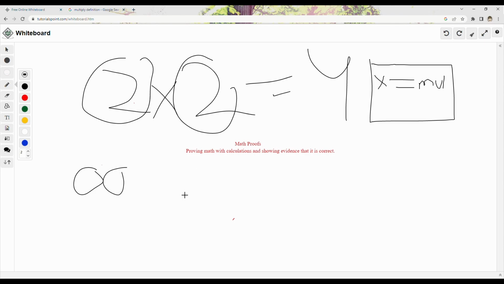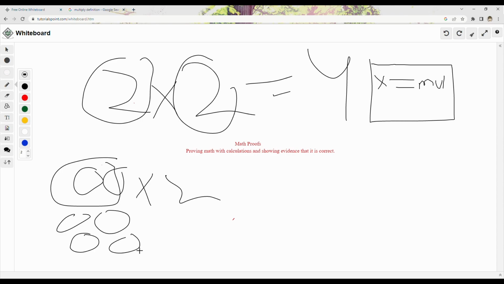As we know, 2 times 1 is 2. Because 2 times 1 is basically this number repeated once, right? But if it's repeated twice, it's double this number, and double 2 equals 4. So 1, 2, 3, 4. That's the answer. And we got that because we proved it.